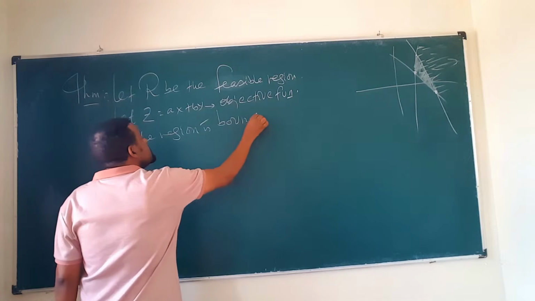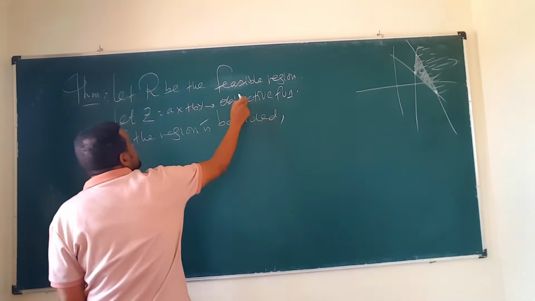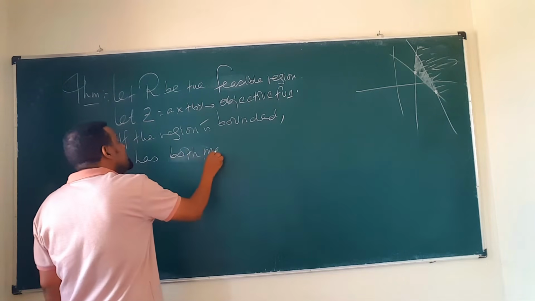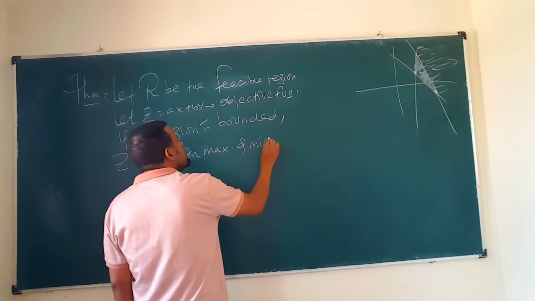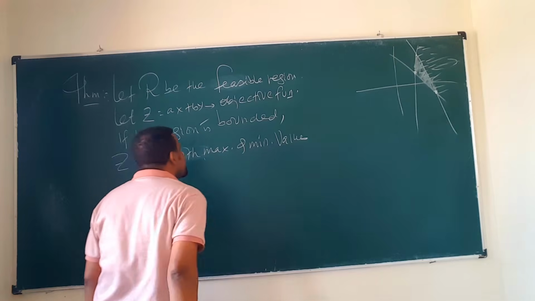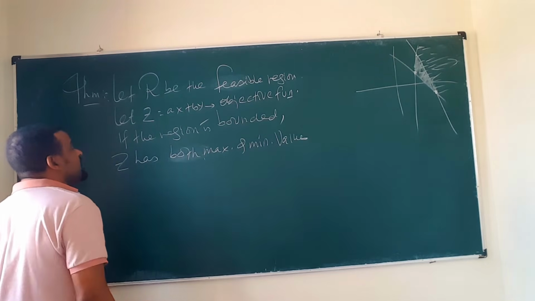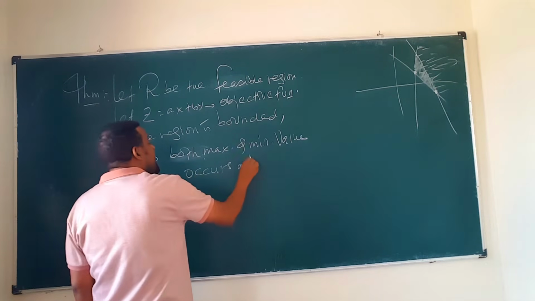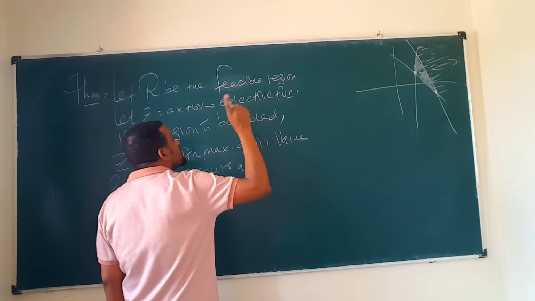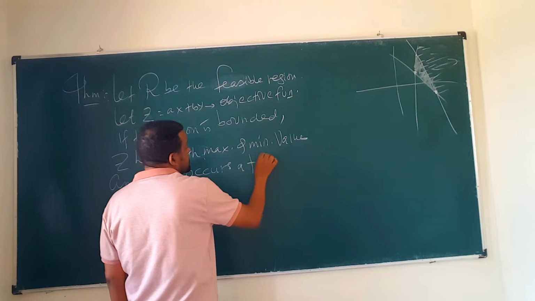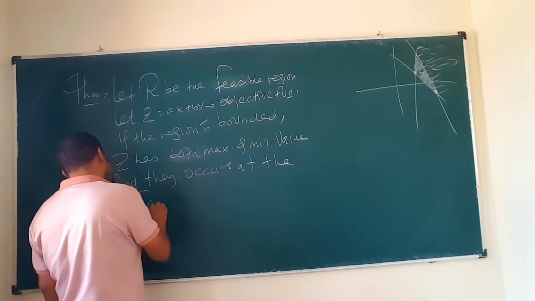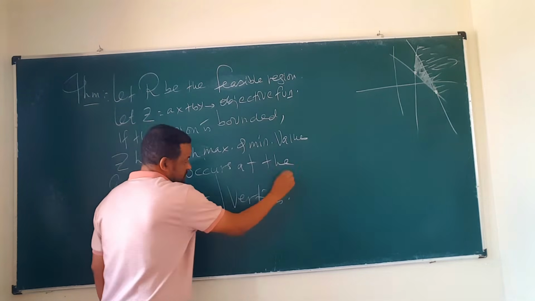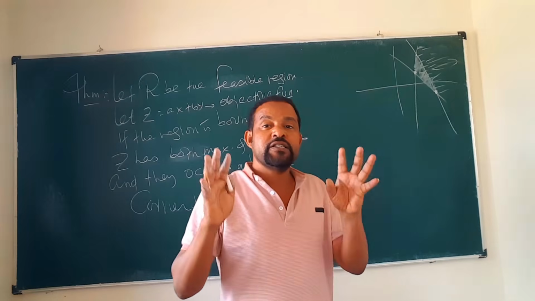So if the region is bounded, then Z, that linear objective function, has both maximum and minimum values, and they occur at the boundary points, or at the corner points, or at the vertices.